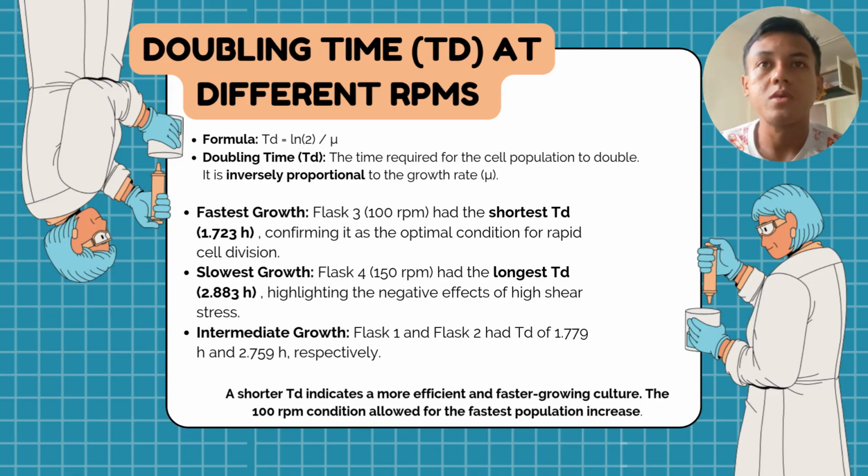And the slowest growth rate is flask 4, at 150 rpm, which had the longest doubling time, 2.8, highlighting the negative effect of the high shear stress. And the intermediate growth, flasks 1 and 2, had doubling times of 1.7 and 2.7 respectively. A shorter doubling time indicates a more efficient and faster growing culture. The 100 rpm condition allowed for the fastest population increase.